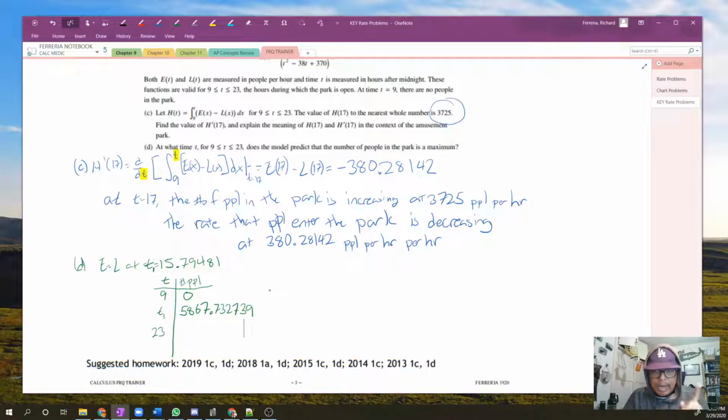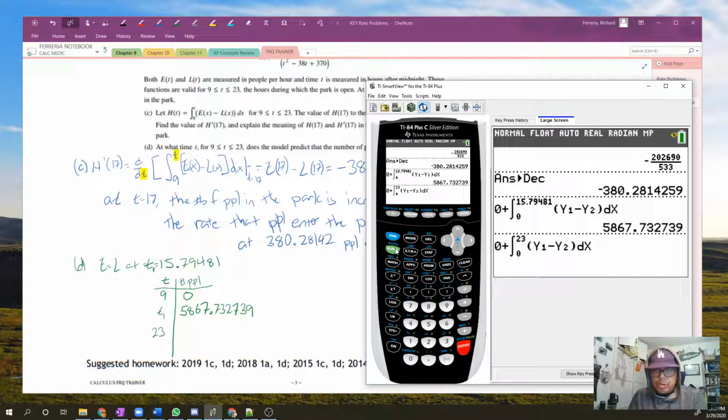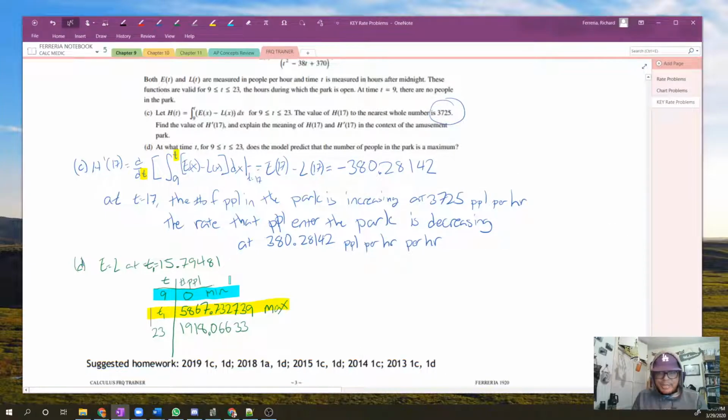Next, let's check how many people are in the park at t equals 23, closing time. Get that integral in shape, push enter. Whoa, at closing time, there are 1,918 people still in the park. We've got a maximum, we've got a minimum. Read the question to answer the question that they're asking.